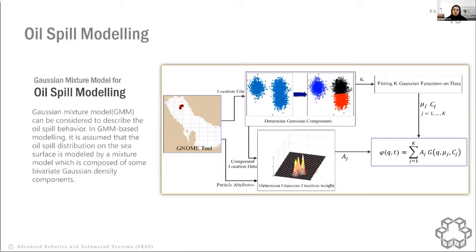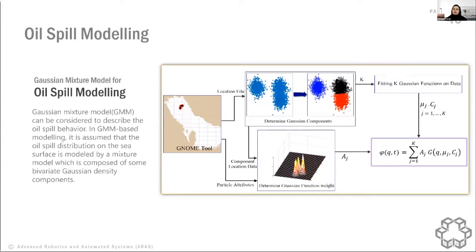Each component has a two-dimensional mean and a 2x2 covariance matrix that represent the position of the highest level of oil concentration by the mean, and the shape and orientation of the Gaussian kernels. In this study, the expectation maximization algorithm is employed for fitting the Gaussian mixture model.